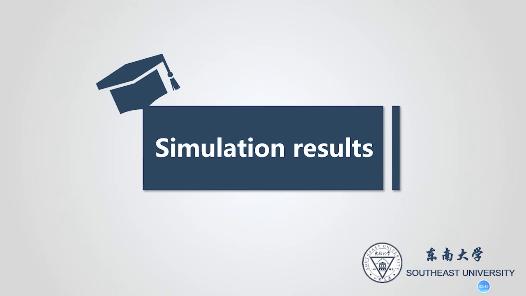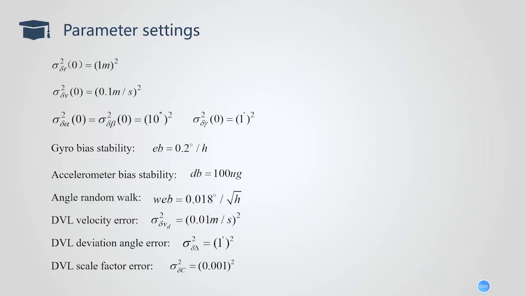The final part is simulation results. The comparison of simulation results will be carried out in this section. In order to verify the accuracy of the algorithm, this article sets up a simulation experiment based on the MATLAB platform, in which the initial original indicators and the initial navigation parameters are set as follows.